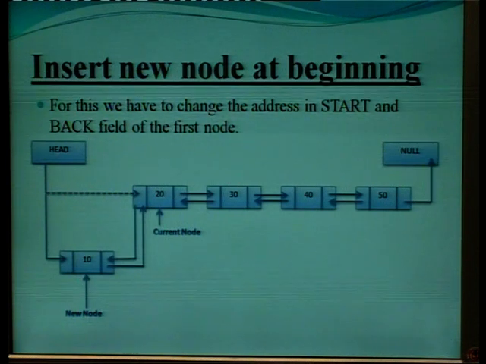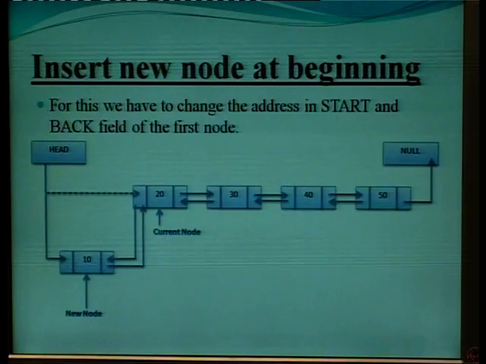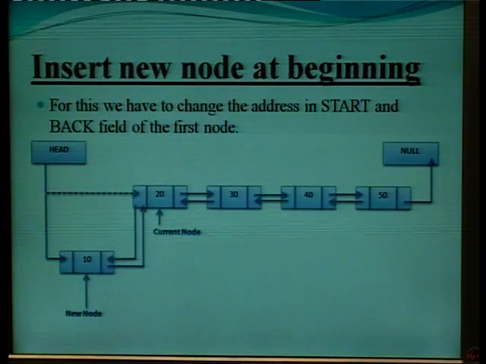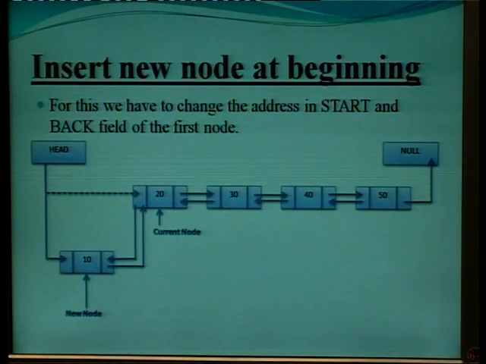Let us say the new node is where the element 10 is stored, and the current node is the first node, where the element 20 is stored. Basically the backward field contains the null value and the forward field contains the address of the node where the 30 element is stored. So we want to insert a new node at the beginning.